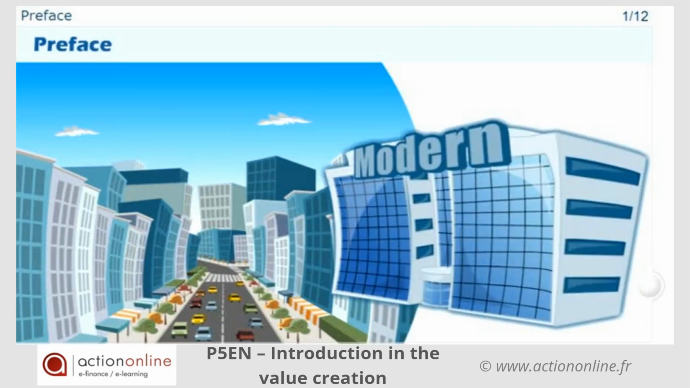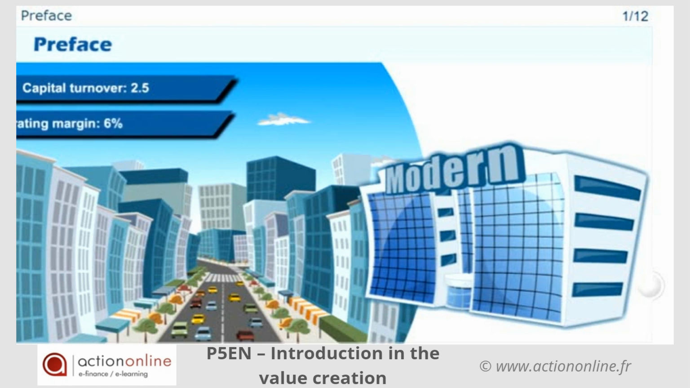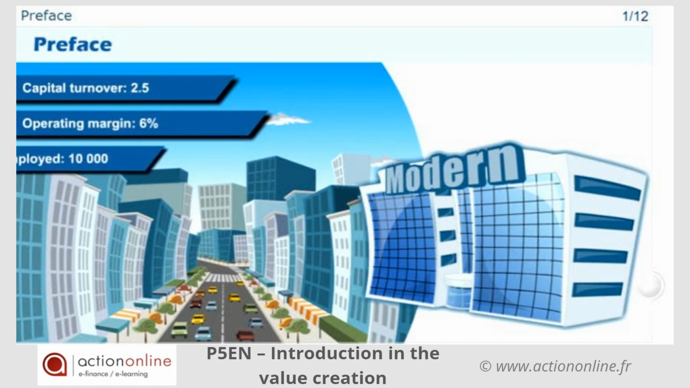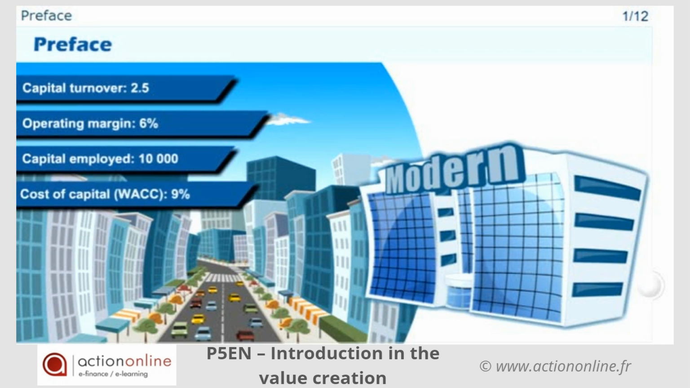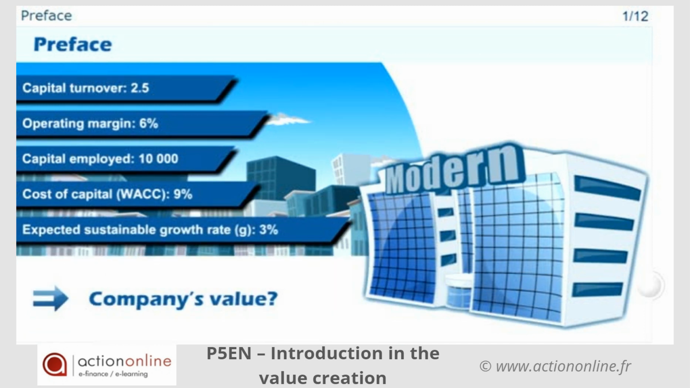The company, Modern, has the following characteristics. Capital turnover of 2.5. Operating margin of 6%. 10,000 capital employed. Cost of capital, the WACC, of 9%. An expected sustainable growth rate of 3%. We want to calculate the company's value. We do this in stages.